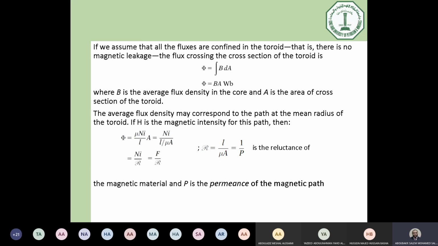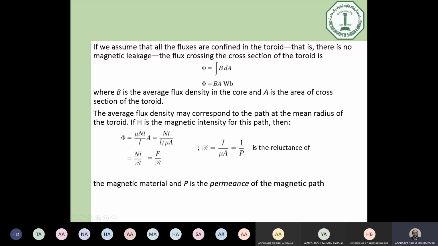Okay, guys? We may have different configurations of cores. We may have a square cross-section, not a circular cross-section. It's up to the core type. If we need to calculate the value of flux as a function of B, in the relation we obtained from the previous slide, phi equals B multiplied by A. So we can say phi equals mu NI divided by L, which is the value of B, multiplied by the cross-section area A.